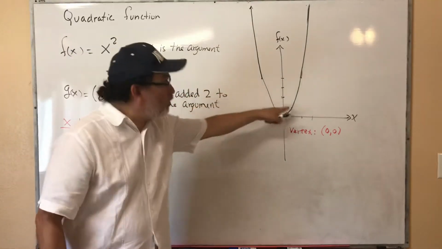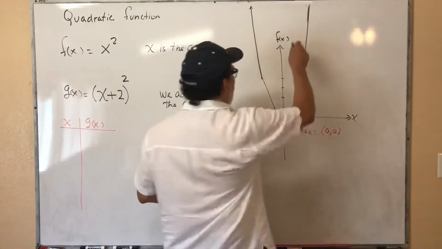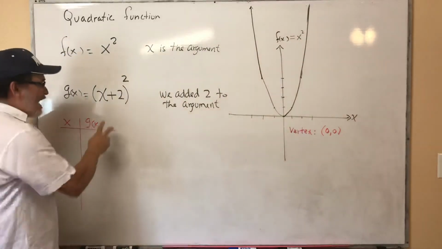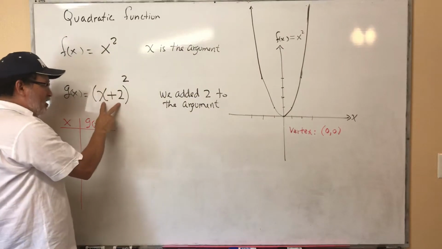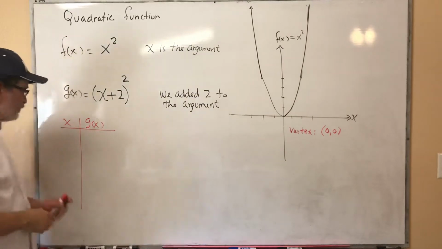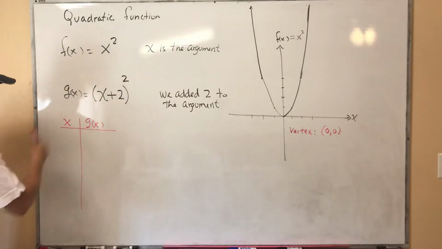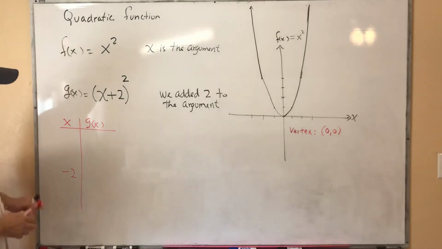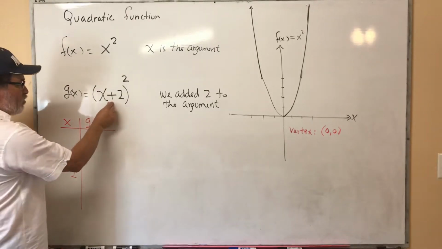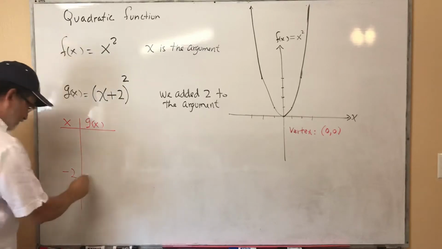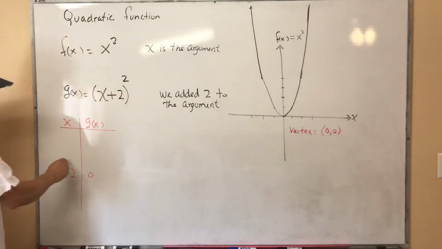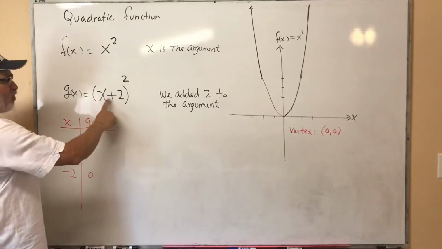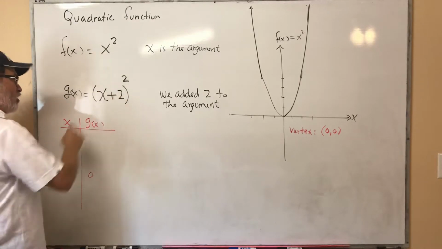to the old parabola. This is the basic parabola, x squared. Watch what happens when you add 2 to the argument. And now the new argument is being squared. Let x be negative 2. What's negative 2 plus 2? 0. What's 0 squared? 0. Let x be negative 1. What's negative 1 plus 2? 1. What's 1 squared? 1.